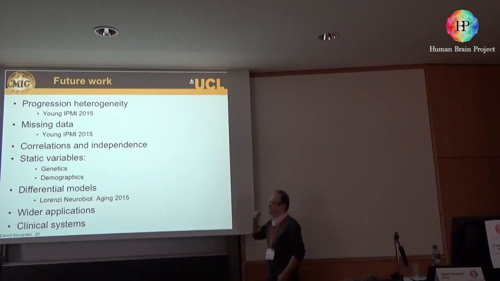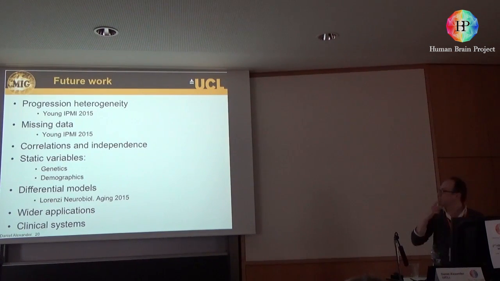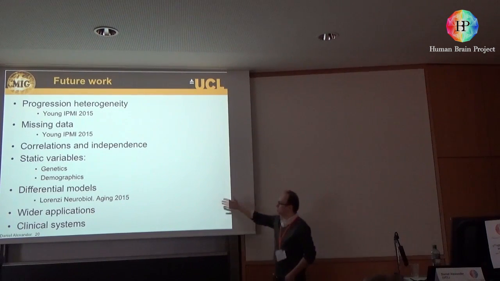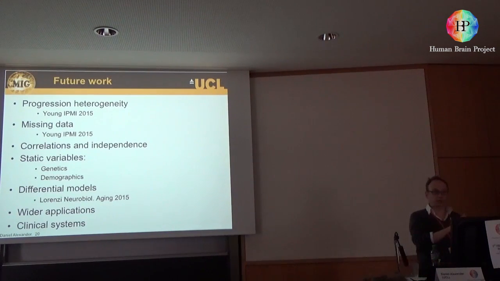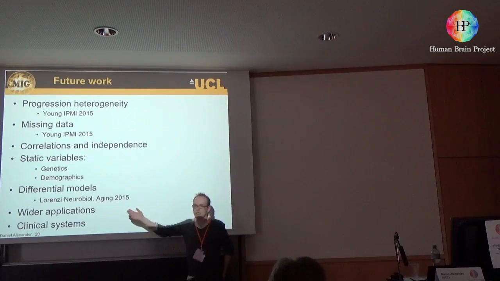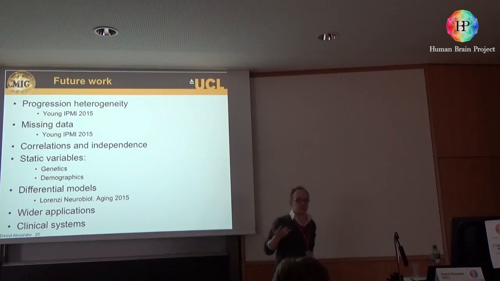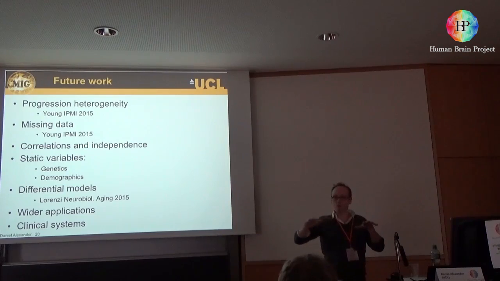Including static variables, so things like encoding the dependence on genetics and demographics, is another challenge at the moment. We've done that only in very simplistic ways. By differential models, I mean learning, factoring out things like the normal aging process, which we've made no attempt to do so far. And longer term, I think what we're looking to do is to apply these ideas to a wider set of neurodegenerative diseases so that we can actually start to do what I talked about at the start and build computer-assisted diagnosis systems built on a range of models for different kinds of diseases.